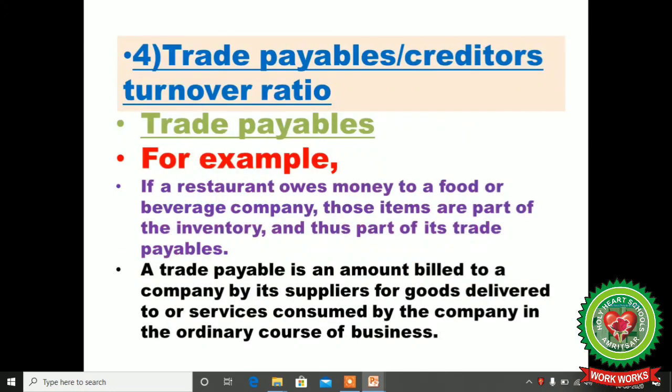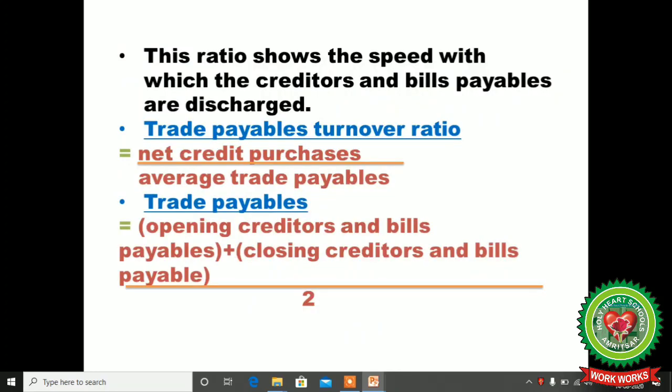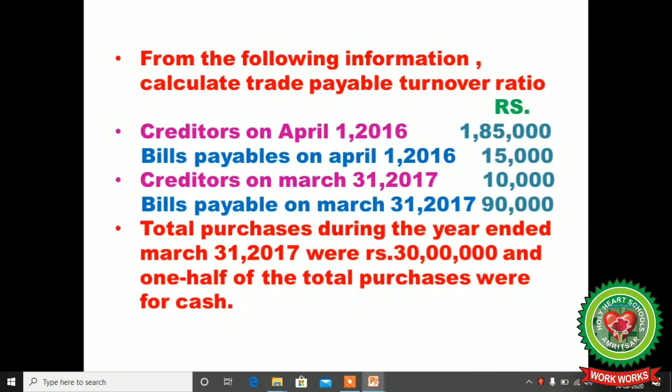Now the next, trade payable or creditors turnover ratio. Payable means your liability to pay someone. For example, you purchase raw material from one supplier on credit basis. In this case, you have a liability to pay to the creditor, the supplier. This ratio shows the speed at which the creditors and bills payable are discharged. Trade payables turnover ratio formula: net trade purchases divided by average trade payables. How to find out the average trade payables? Same as in case of receivable, opening balance plus closing balance divided by 2.